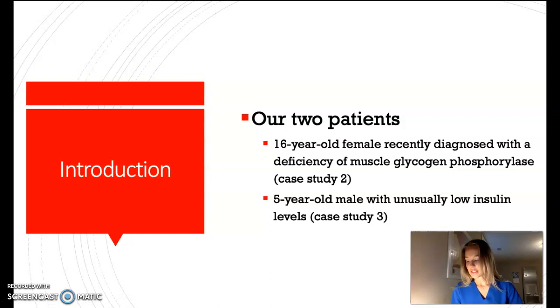Our second patient in Case Study 3 is a 5-year-old boy who has been a sickly child with low insulin levels at his baseline and 1 hour after a glucose load. With his symptoms and lab results, it can be assumed that this young patient has type 1 diabetes.